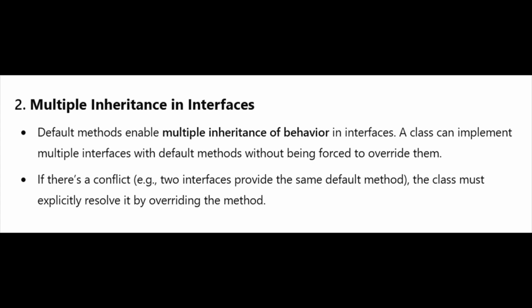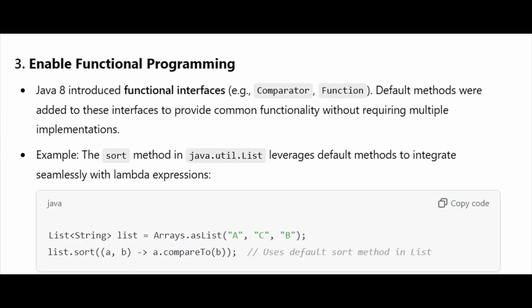2. Multiple inheritance in interfaces. Default methods enable multiple inheritance of behavior in interfaces. A class can implement multiple interfaces with default methods without being forced to override them. If there's a conflict, for example two interfaces provide the same default method, the class must explicitly resolve it by overriding the method.